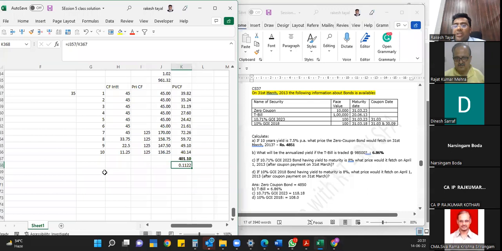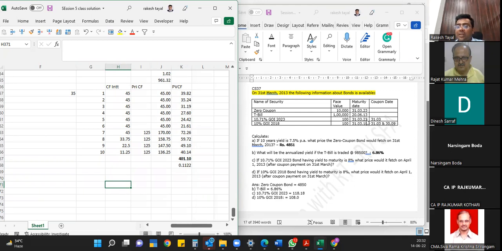On 31st March 2013, the following information about the bond is available. Zero coupon bond is there, treasury bill is there, 10.71% GOI 2023 is there, 10% GOI 2018 is there. Maturity is 20th June 13. Note this, 30 जून नहीं है। 31st March 23, कूपन डेट 31st March only। 10% जो 5 साल वाले हैं उसमें 2 बार है, सेमी एनुअली। Come to the question.